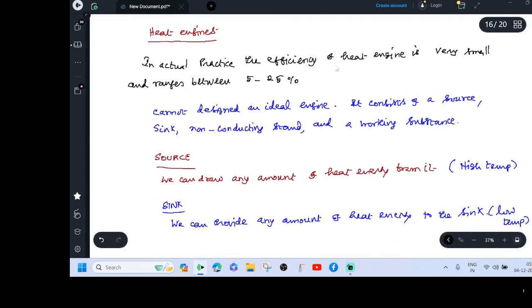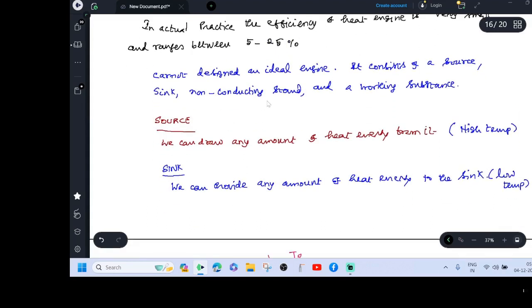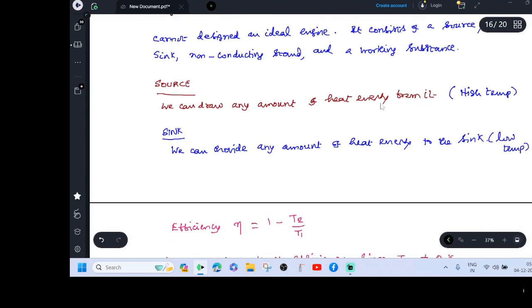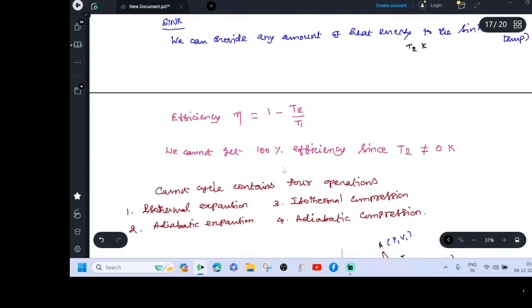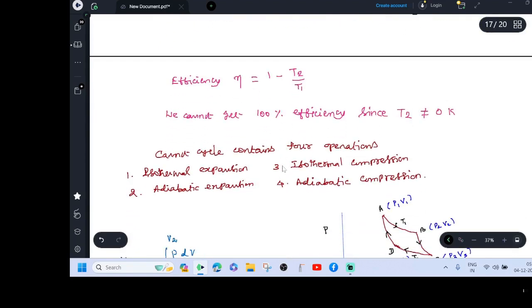Then the heat engines. In actual practice, the efficiency of a heat engine is very small and ranges between 5 to 25%, which means that only 5 to 25% of heat energy is converted into mechanical work. Carnot designed an ideal engine. It consists of a source, sink, non-conducting stand, and a working substance. We can draw any amount of heat energy from the source, which is maintained at a temperature of T1 Kelvin. We may provide any amount of heat energy to a sink, which is maintained at a temperature of T2 Kelvin. Non-conducting stand and working substance are the two other components.